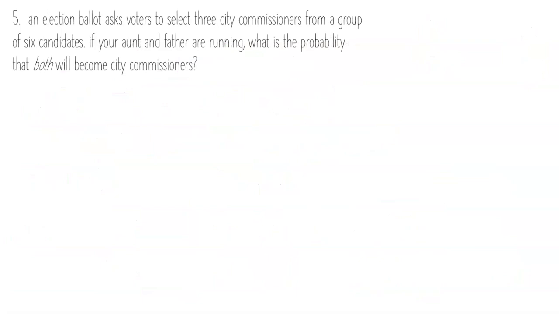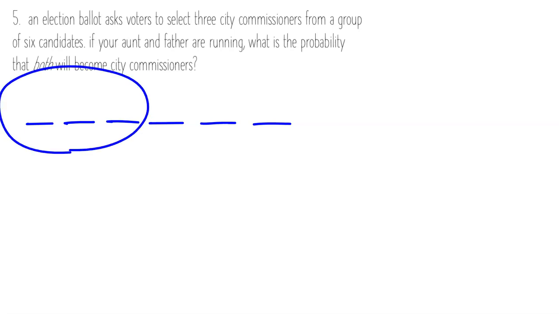So continuing on to number 5, 5 and 7 are very similar, so once we do one example, my hope is that you understand the other. An election ballot asks voters to select 3 city commissioners from a group of 6 candidates. So I have 1, 2, 3, 4, 5, 6 candidates, and I am selecting 3 city commissioners. What is the probability that both will become city commissioners?